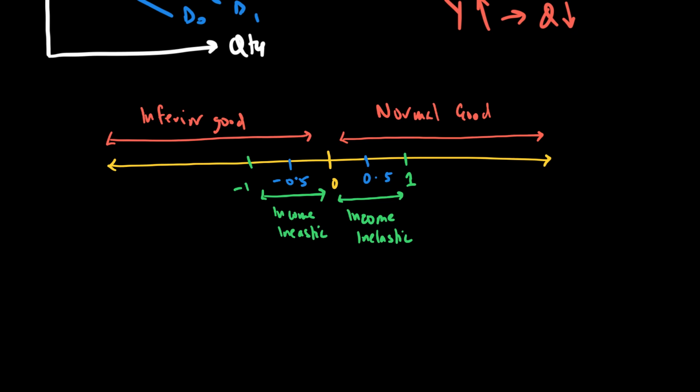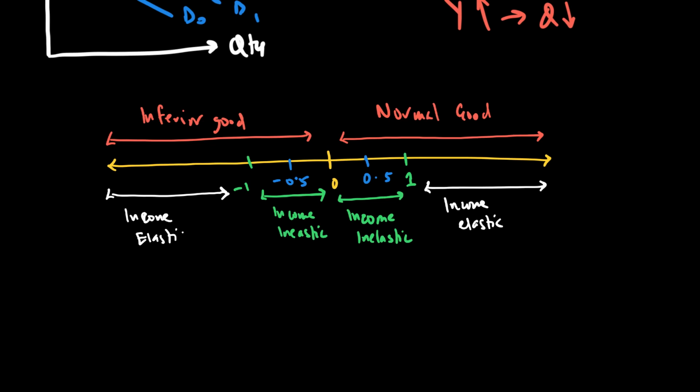So what I'm trying to say here is just that the value of the good matters as well as the sign, because the value will tell us whether the good is responsive to your income changes or not. So for example, if a value is more than 1, if it's positive, we call it income elastic, and if it's below minus 1, which means it's negative, we'll also call it income elastic. So value tells us how responsive.